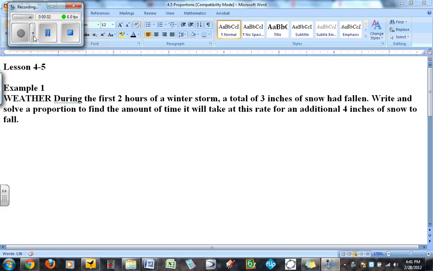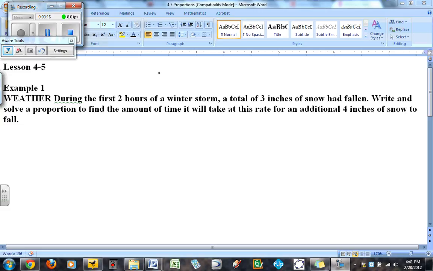Okay, lesson 4.5 is about solving proportions. In order to understand what a proportion is, we've talked about ratios and rates before. A proportion is saying that two ratios are equal to each other. So if we have a proportion, two ratios are equal to each other.